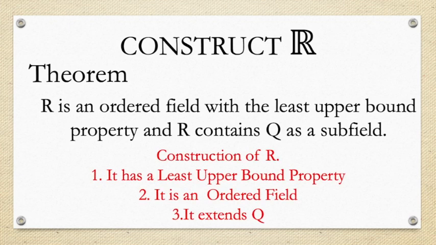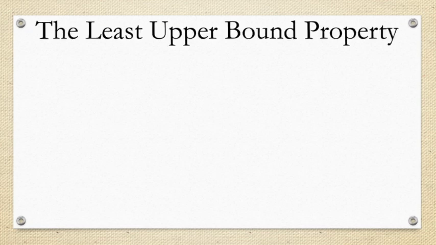There are 3 things we are going to show about our construction of R. First, it has a least upper bound property. Second, it is an ordered field. And third, it extends Q. Let's start with the least upper bound property.